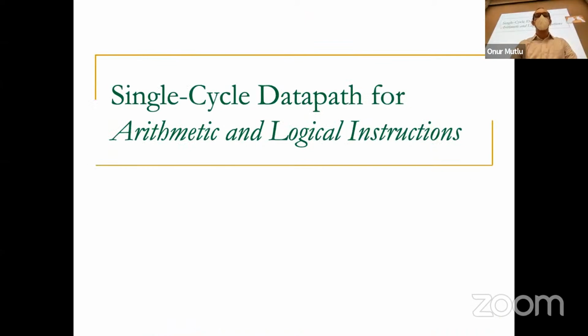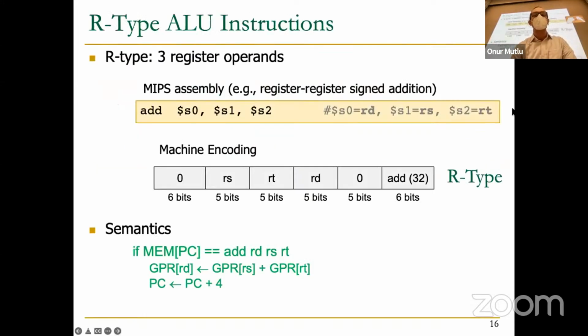Okay, so this is what we did. Actually, we did one instruction yesterday. So basically, we're going to start building this data path for arithmetic and logical instructions. And this was the instruction we covered yesterday at the very end. So I'm going to go through it again.